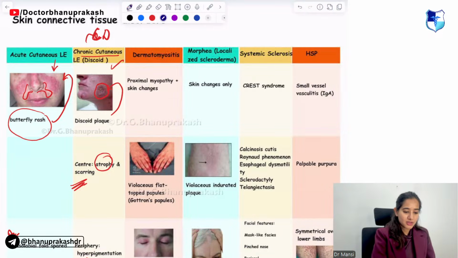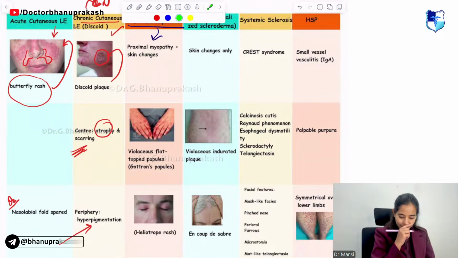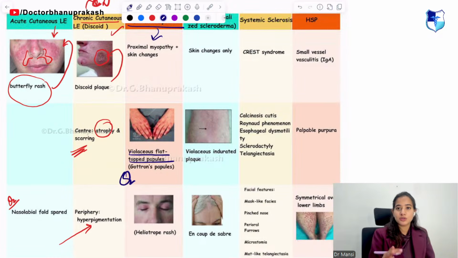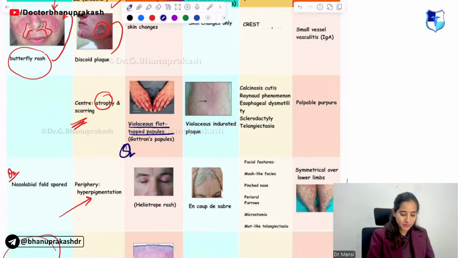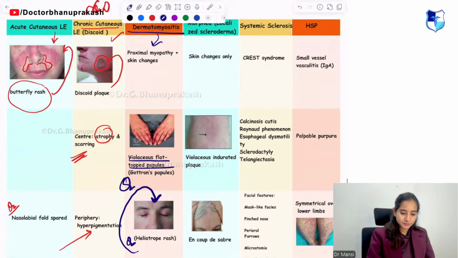Then we have dermatomyositis, proximal myopathy. The word here is suggesting to you, myo is for muscles. So there are skin changes, but of course we are reading dermatomyositis. So there is myopathy, and there are skin changes as well. Very classical of them are Gottron's papules, which are violaceous flat-top papules present on the knuckles of the hand. And there is heliotrope rash which is present in them. That is something which you have to remember.